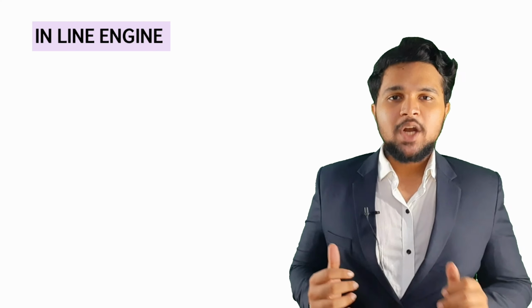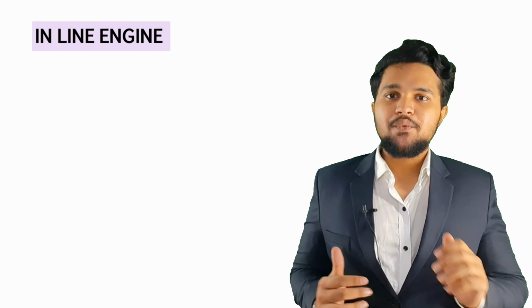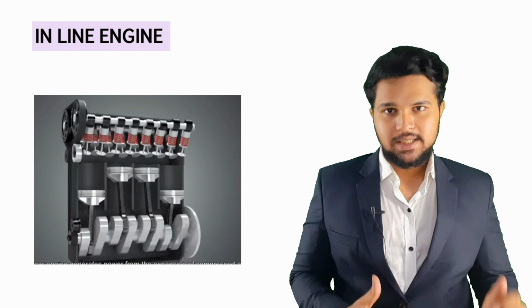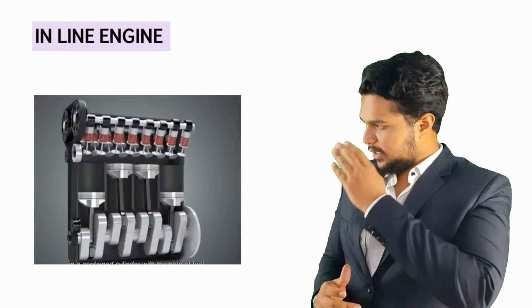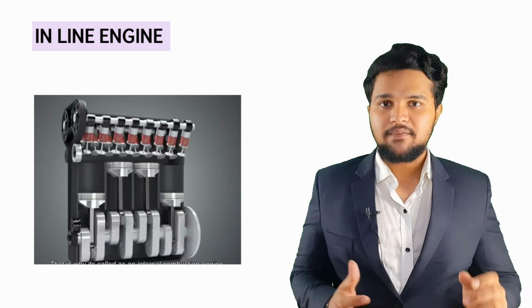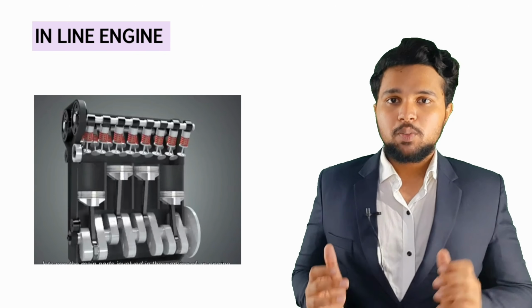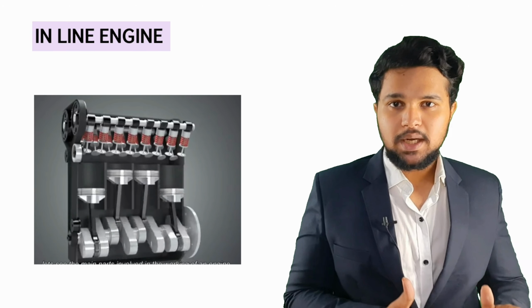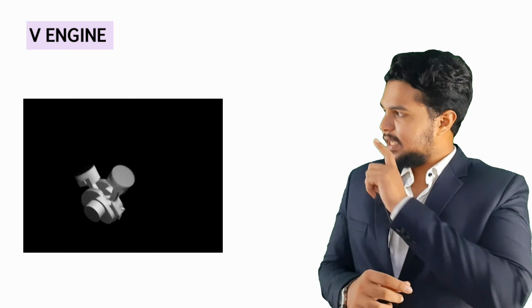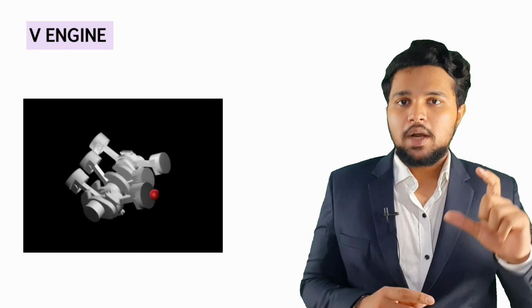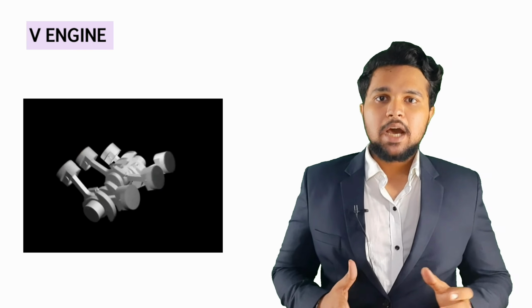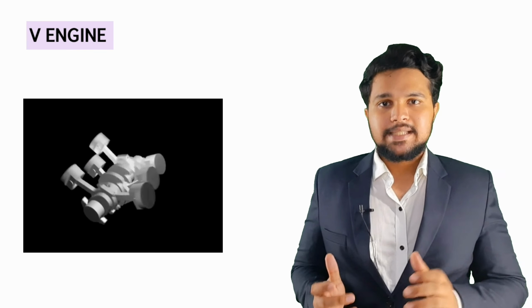Inline engine. When all the cylinders in an engine are connected one after another, it is known as an inline engine. As we can see in this diagram, all the cylinders are connected one after another, therefore it is called an inline engine. These types of engines are used in automobiles such as cars, trucks, buses and so on. V engine. In this type of engine, the cylinders are arranged in a V form. As we can see in this diagram, both the cylinders and pistons are connected in a V form on a crank. These types of engines are mostly used in superbikes and racing cars.